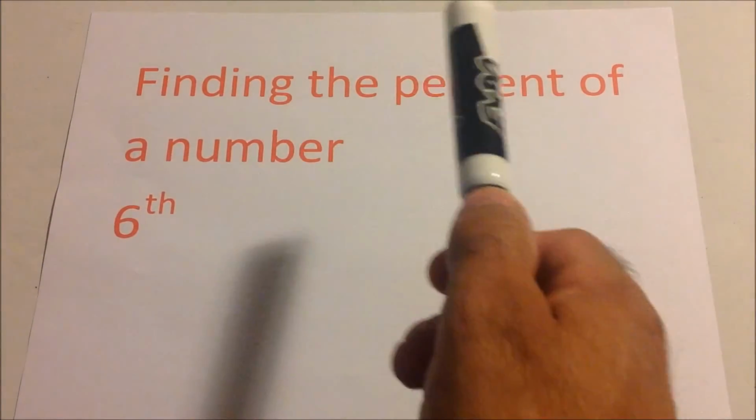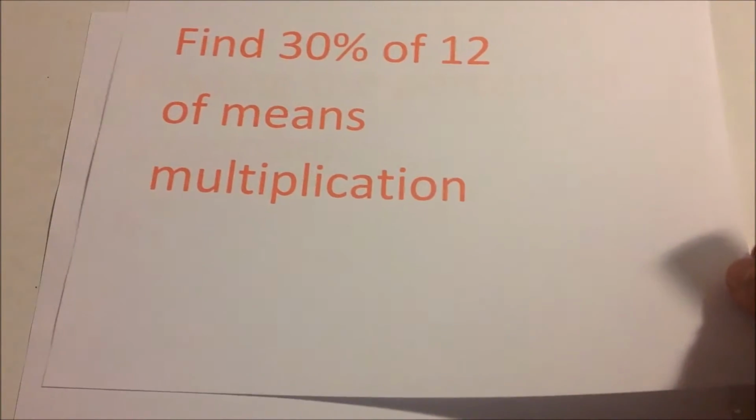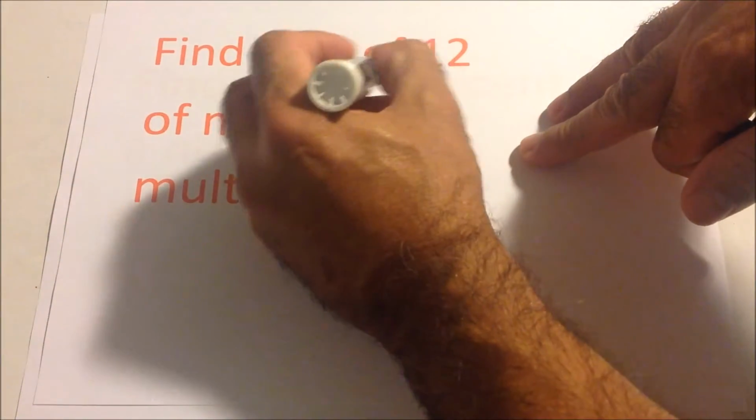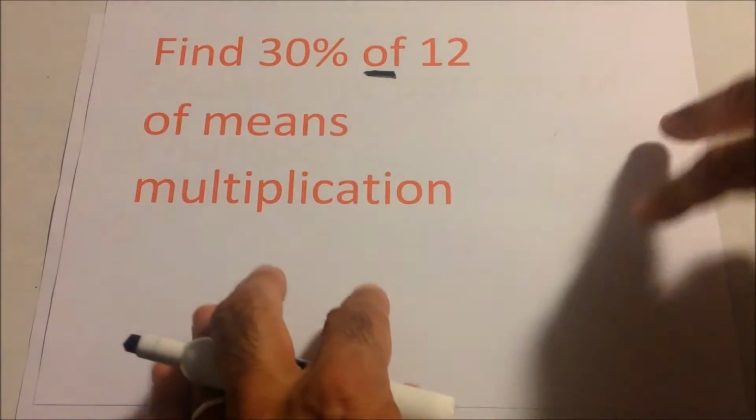A video on finding the percent of a number. So if you saw something like this, find 30% of 12. The key word here is "of." Remember, of means multiplication. So you have to do some translating here.